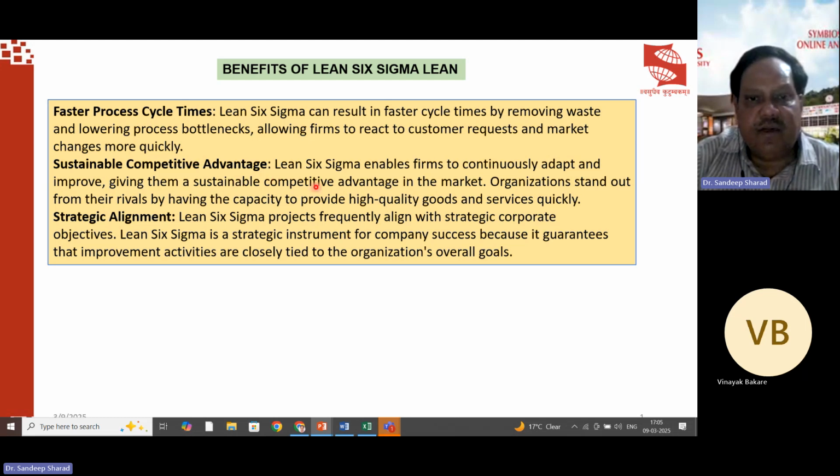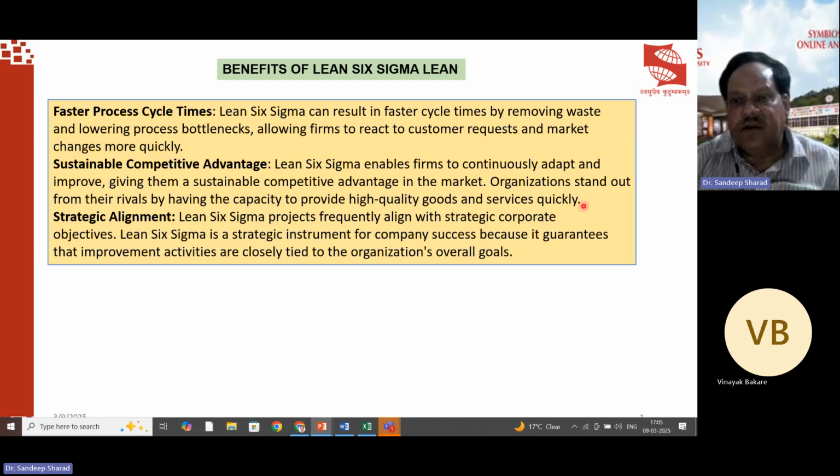Sustainable competitive advantage: Lean Six Sigma enables firms to continuously adapt and improve, giving them a sustainable competitive advantage in the market. Organizations stand out from their rivals by having the capacity to provide higher quality goods and services quickly.